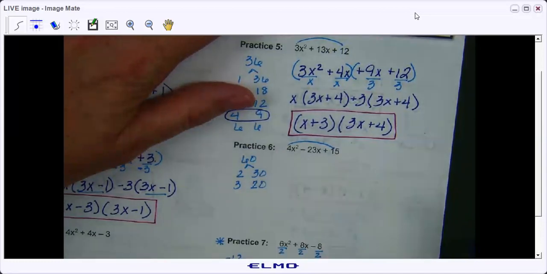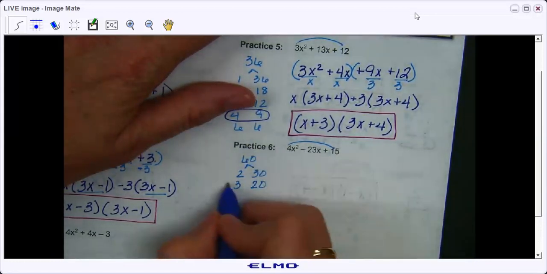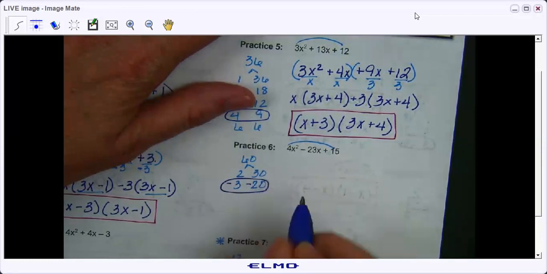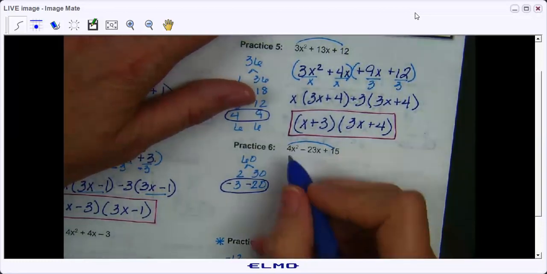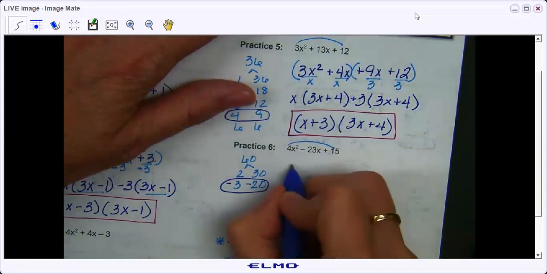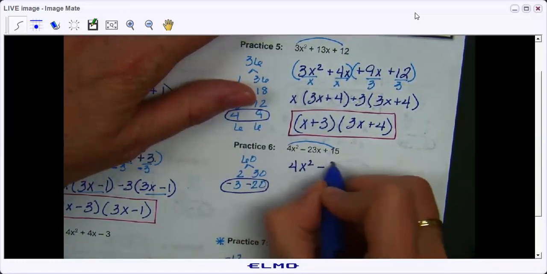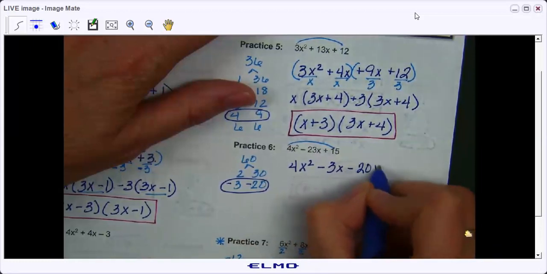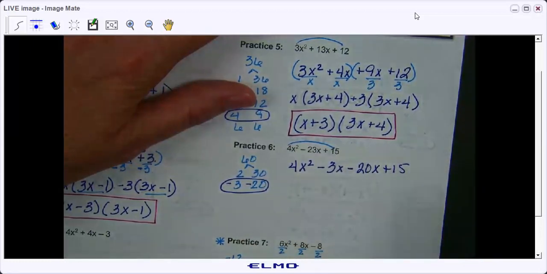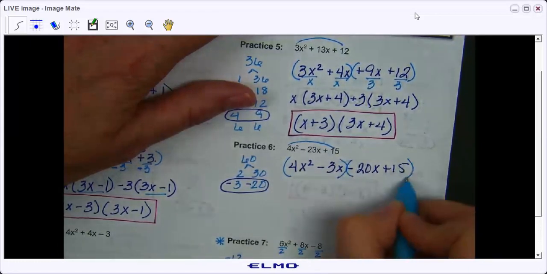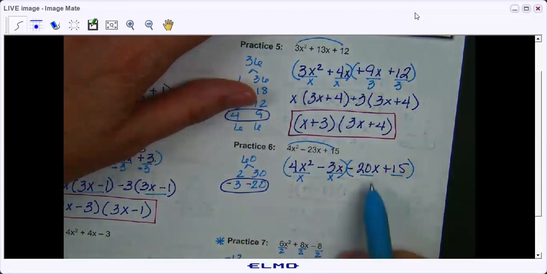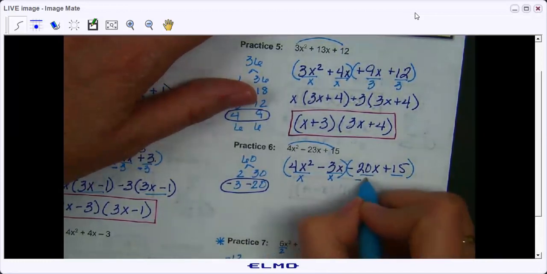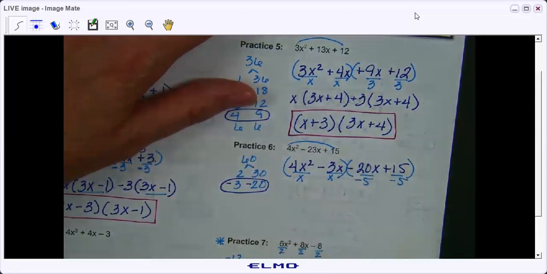And it looks like, because this is positive and that's negative, they're both going to be negative. Negative 3 times negative 20 is a positive 60. Negative 3 plus a negative 20 is a negative 23. So let's substitute these two terms in for negative 23. Now, what am I going to divide them by? The only common factor between 4x squared and 3x is x. And the only common factor between a negative 20 and a 15 is a negative 5. Why negative? Because the first term is negative.